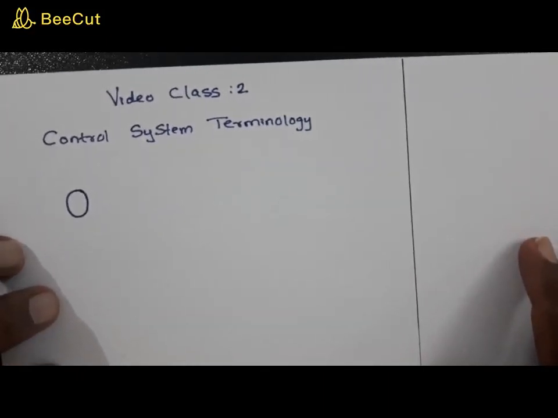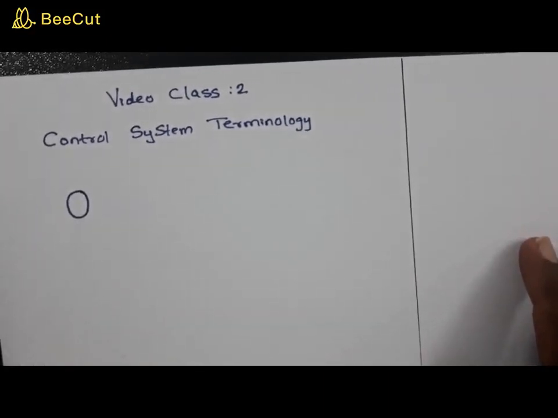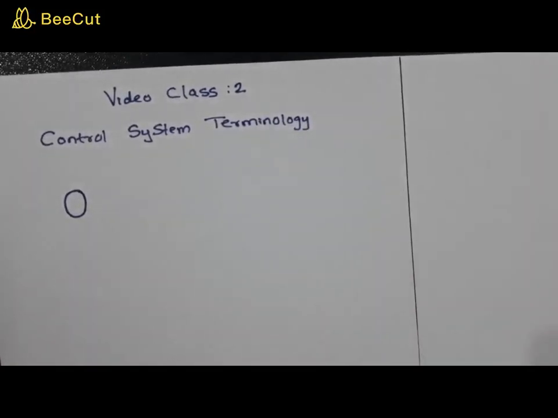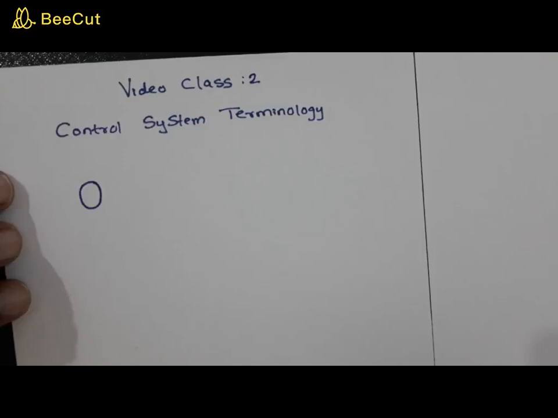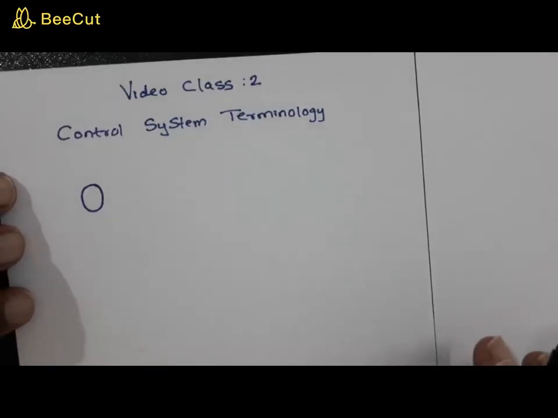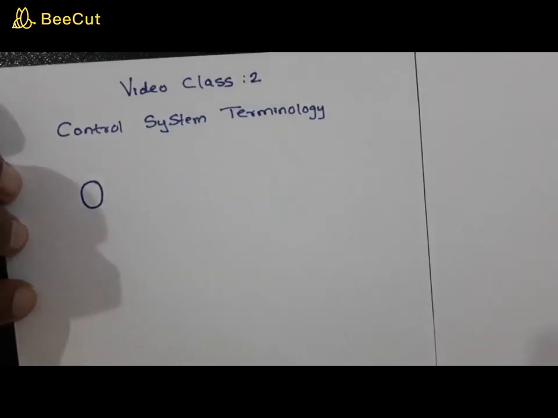Okay, welcome to video class number 2. So we are going to start with some of the terminologies associated with the control system. To study the terminology associated with a control system, let us consider a general closed loop system.